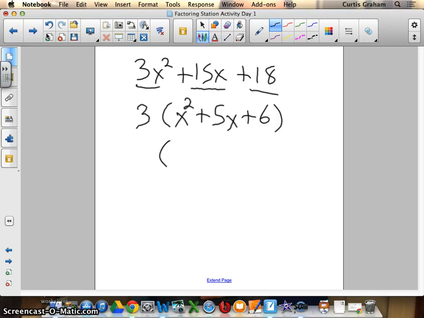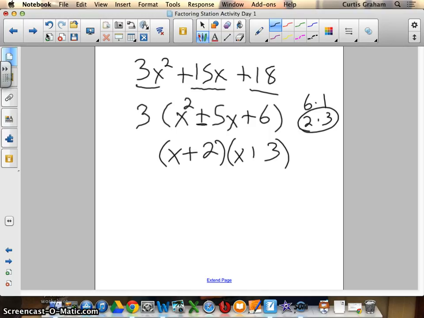To factor this, I need 2 parentheses. x times x will give me x squared. My factors of 6 are 6 and 1, 2 and 3. 2 and 3 multiply to be 6 and add to be 5, so those are the ones I'll use. And I would end up with a positive. So there's my answer. Notice I brought that 3 all the way down. Not everything will factor out after you take a GCF, but it is always helpful to look for a GCF.